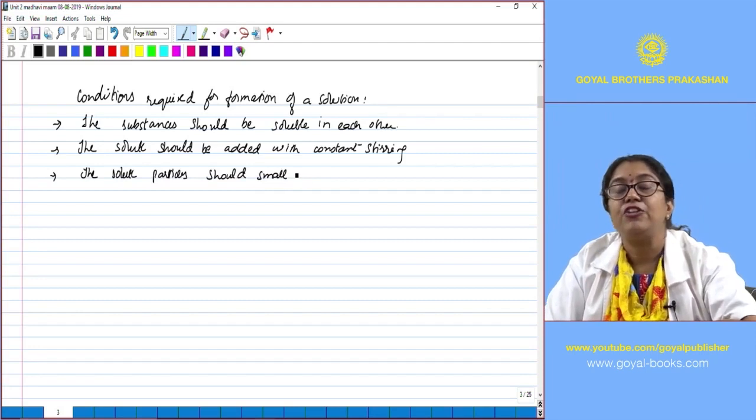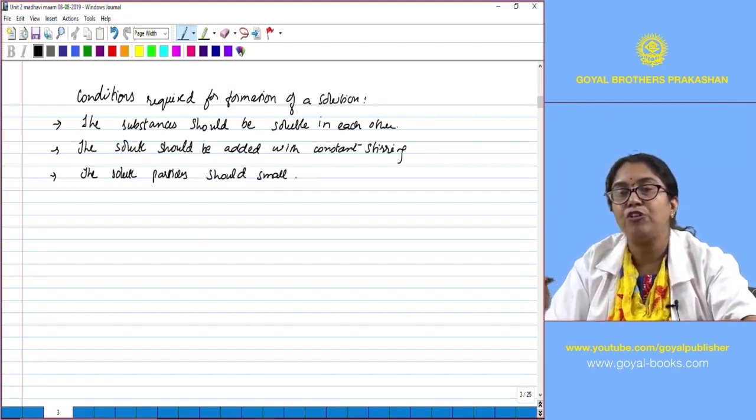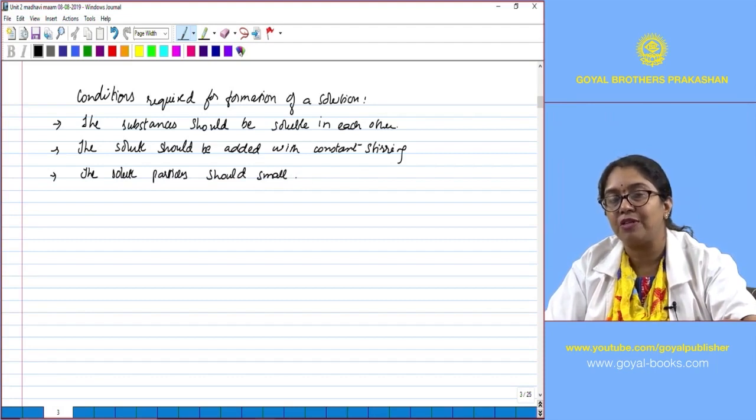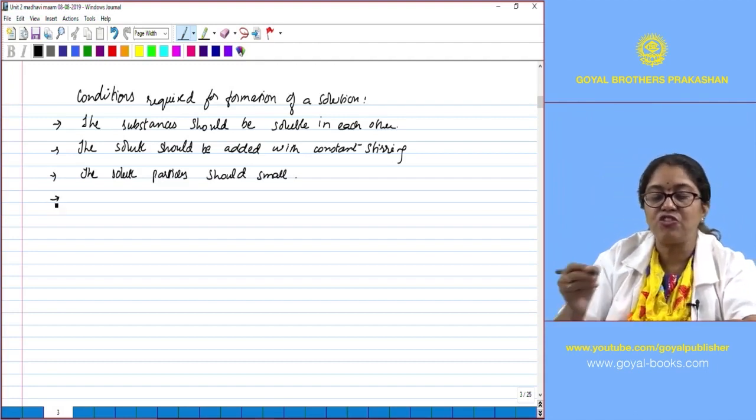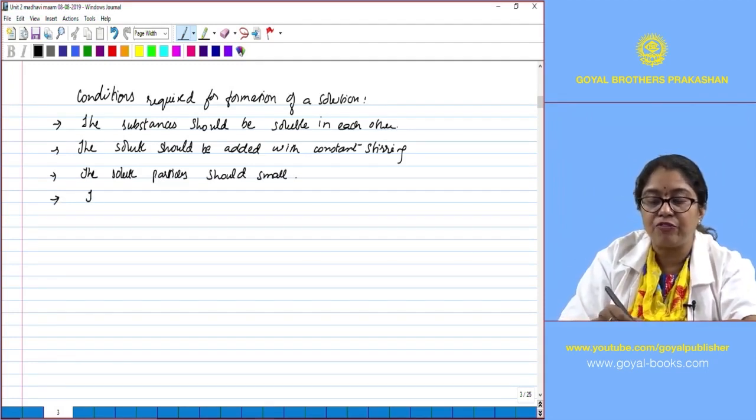If we want to dissolve some substance in water, we should ensure that the particle size of this substance is small, and we can reduce the size of the substance by powdering. So instead of adding lumps of a substance into the solvent, you can powder this substance and add it to the solvent. This will increase the rate of dissolution. Is that clear?